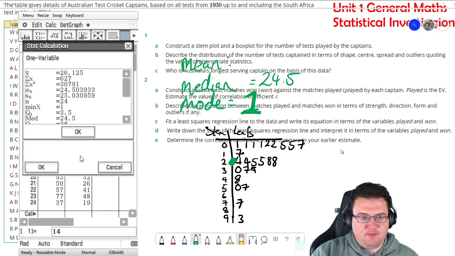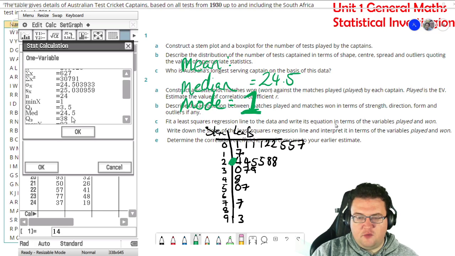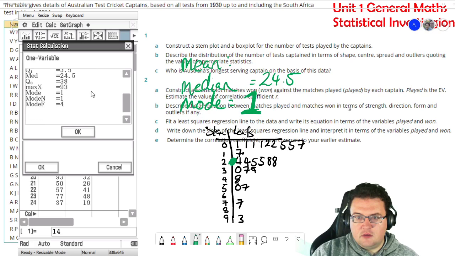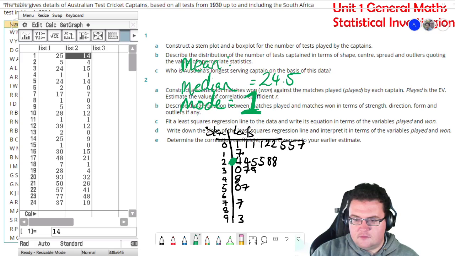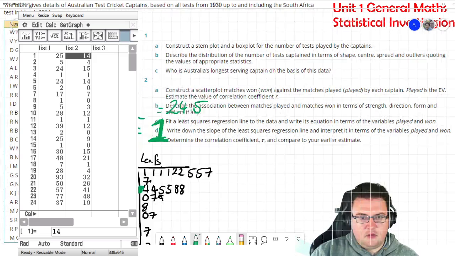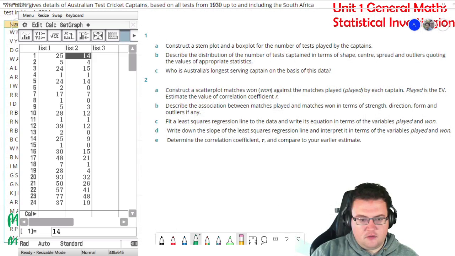All right, 26.125. Remember, this one here is our value that we want, x bar, that's our average. Our median is 24.5, as someone correctly said before. So now that we have our CAS, let's move this out of the way for now.